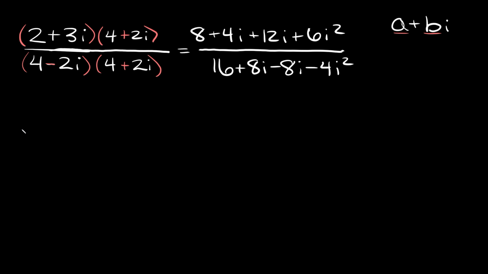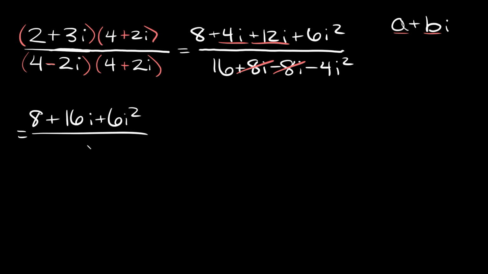All right, great. So now let's just combine like terms. So on top we have 8. And then we have 4i plus 12i, that's 16i, right? So plus 16i. And then plus 6i squared. And then over here, you can see that we have a positive 8i and a negative 8i, so those will cancel out. So we're simply left with 16 minus 4i squared.